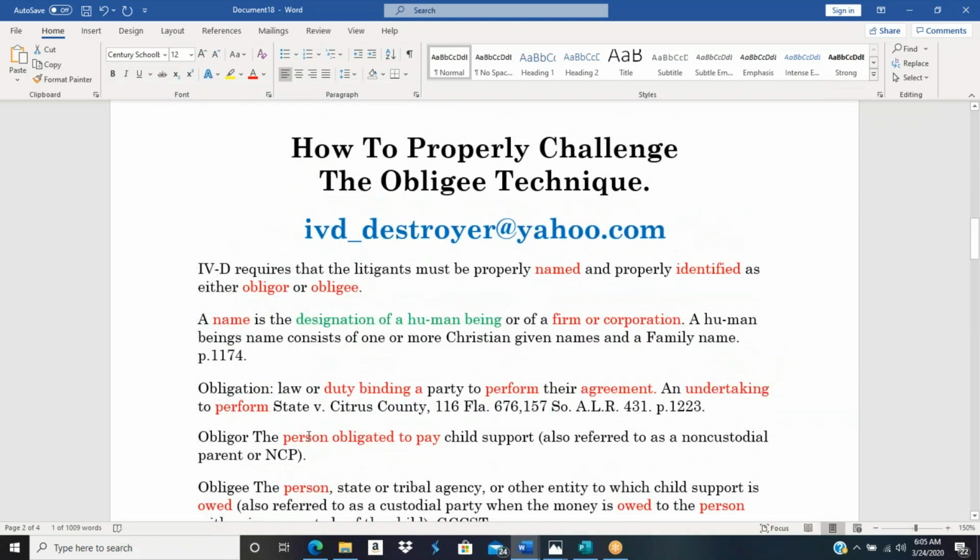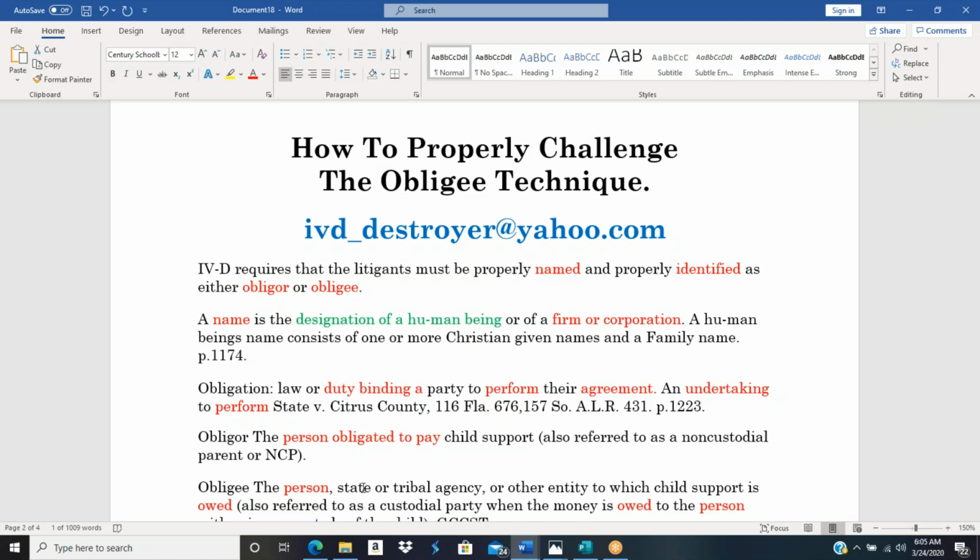in a situation where there's a 4D issue and you decide to answer the mail for the obligor, which I highly advise you against, to properly challenge, what you want to do is simply ask one question. Well, a couple of questions. The first question is, is this a Title 4D hearing? Of course, they will say yes. Thank you. And who is the obligee? Simple question. Who is the obligee?